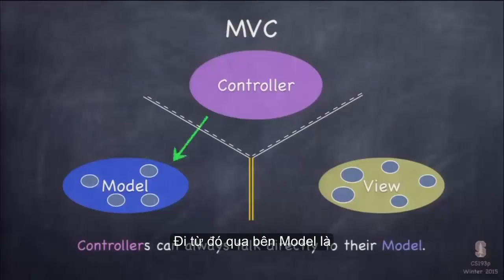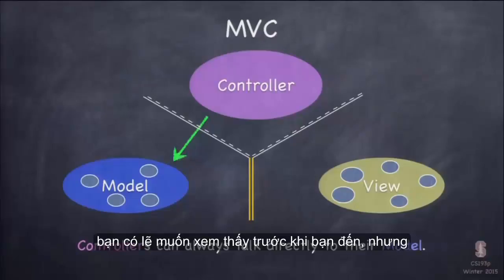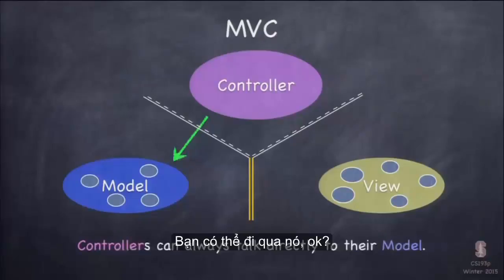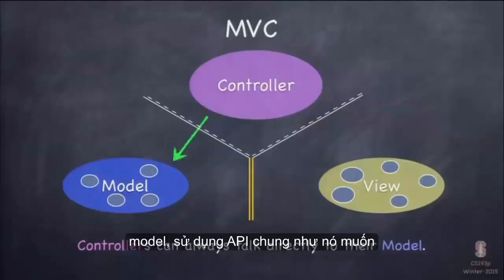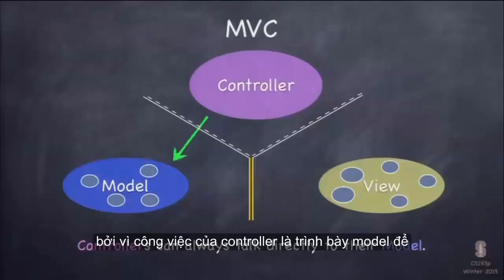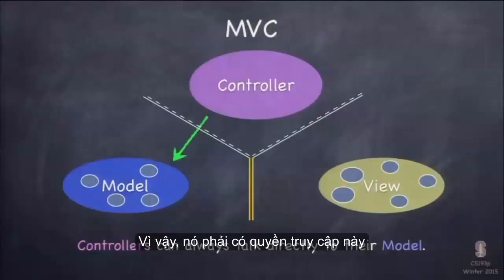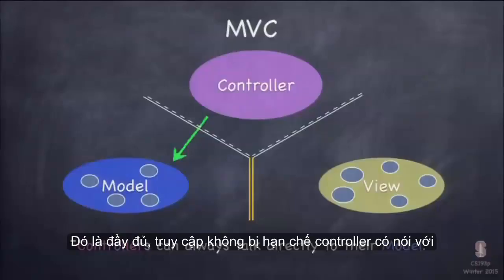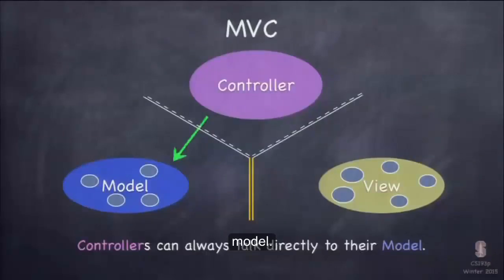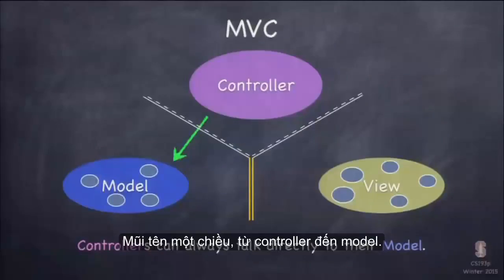Well, going from that side of the road over to the model side is a dashed white line. In other words, you can head right across there. Probably want to look before you go, but you can go right across, okay? The controller has to know everything about the model, and it has to have complete ability to talk to the model, use its public API as much as it wants, because the controller's job is to present the model to the user using its view as its minions. So it has to have this access. So that's full unrestricted access the controller has talking to the model. This is a one-way arrow from the controller to the model.